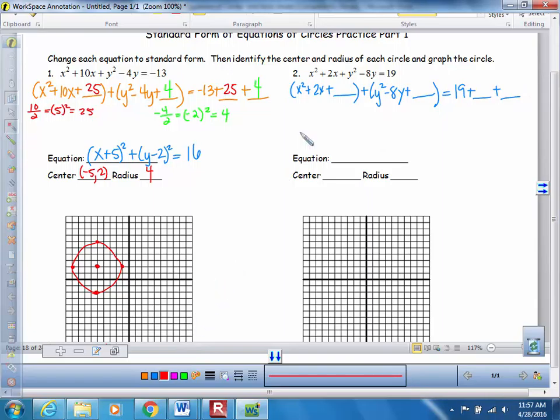Now all we have to do is complete the square. So to complete the square, I take 2 divided by 2, which gives me 1, and then I also have to square that. 1 squared is 1. So I get plus 1 here, plus 1 here.